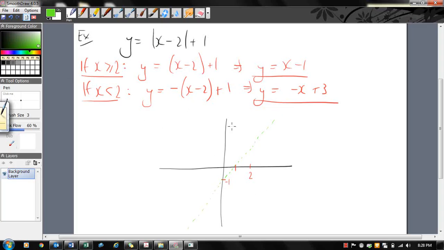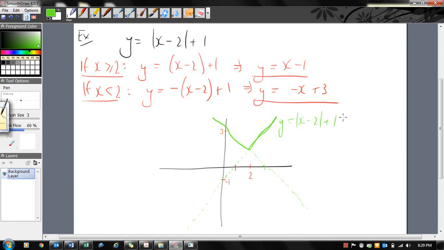It's like that. And if x is less than 2, you get negative x plus 3. So I'll just put 3 on here, 1, 2, 3 up here somewhere. And so we'll get the line negative x plus 3, so it'll go through there. I hope I get this roughly right. It's hard with this pen setup that I've got going on here. So they're the two graphs. If x is greater than 2, we're talking about this line. If x is less than 2, we're talking about this line. And so it ends up looking like that. That's the graph of y equals mod x minus 2 plus 1.